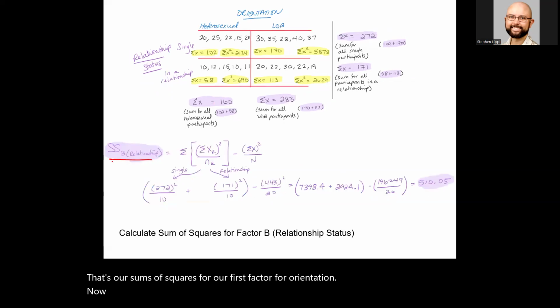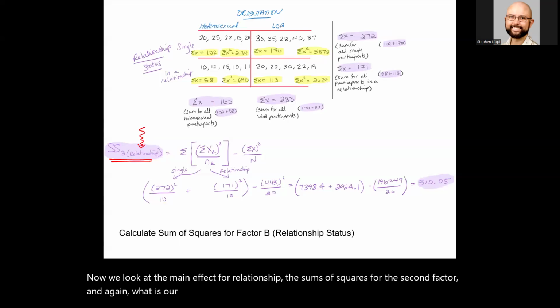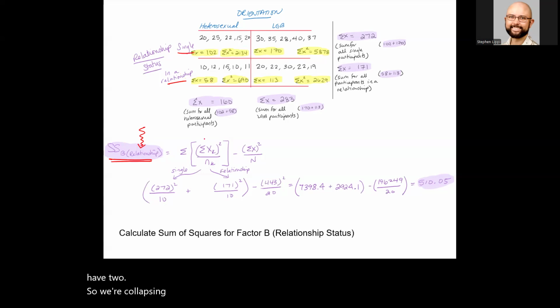Now we look at the main effect for relationship, the sums of squares for this second factor. And again, what is our k value here? How many groups do we have for a relationship? We have two. So we're collapsing across the level of the second factor when we are doing this calculation.